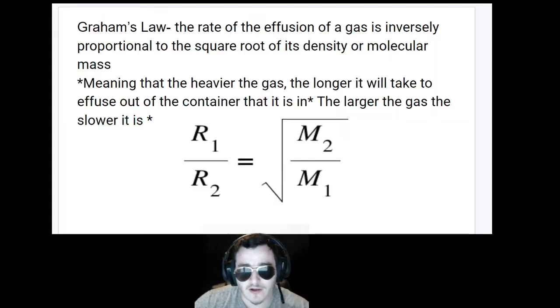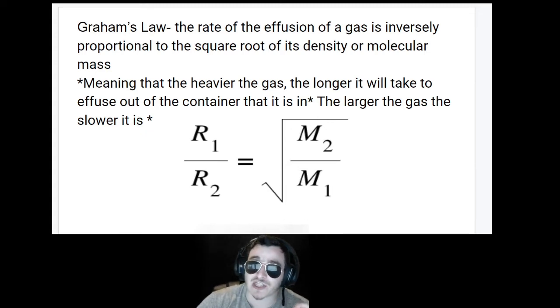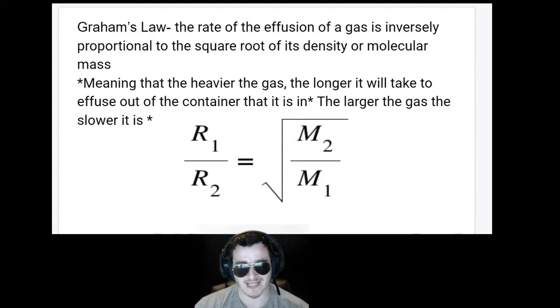Graham's law is a very fancy way of saying that the smaller and lighter the gas is, the more quickly it will escape the container that it's in. To put it in smart brainiac perspective, the rate of effusion of a gas is inversely proportional to the square root of its density or molecular mass. Like I said, fancy way of saying, if the gas is thick, with 3 C's, the longer it will take to get out of the tire, balloon, or whatever it's leaking out of.